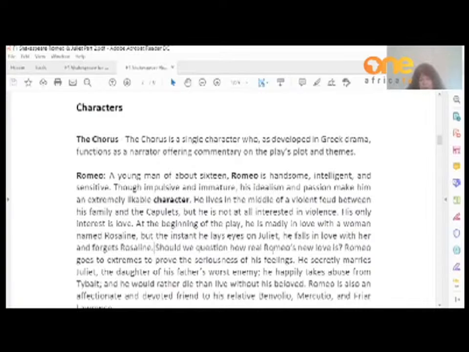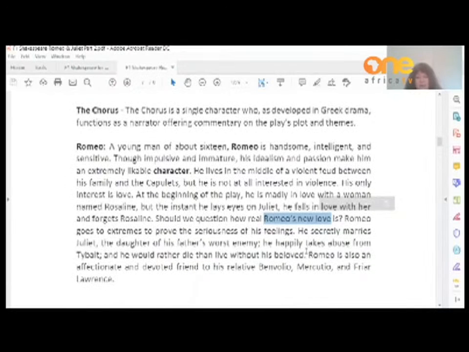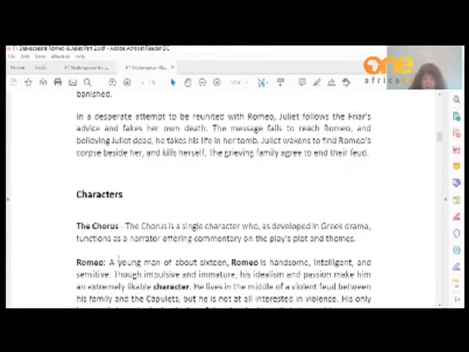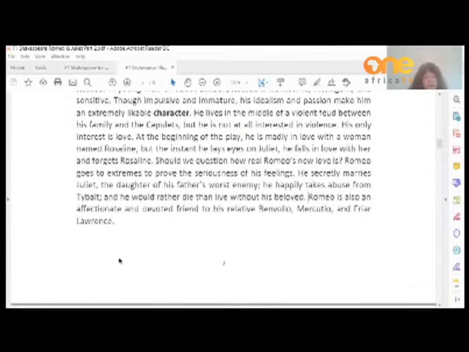Right, and you wonder, gosh, is Romeo very fickle? Does he change his mind often like this? But he goes to extremes to prove the seriousness of his feelings. He secretly marries Juliet, the daughter of his father's worst enemy. He happily takes a Bruce from Tybalt, which is, of course, Juliet's relative, and he would rather die than live without his beloved. Okay. Romeo is also an affectionate and devoted friend. So Romeo, you know how to pronounce that, and there's a little bit about Romeo.